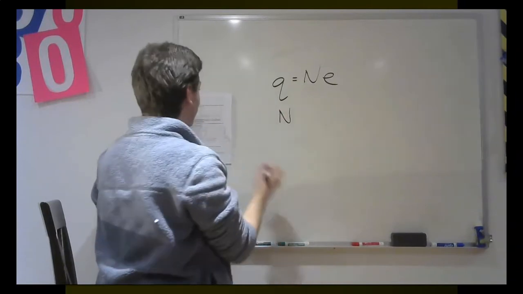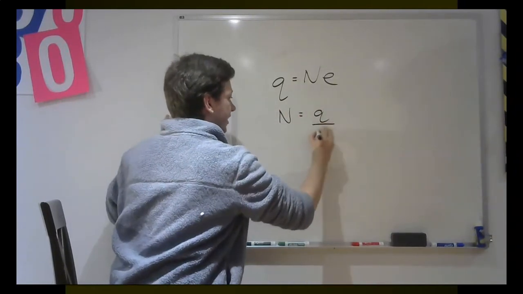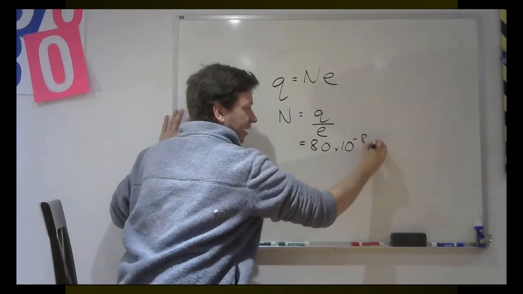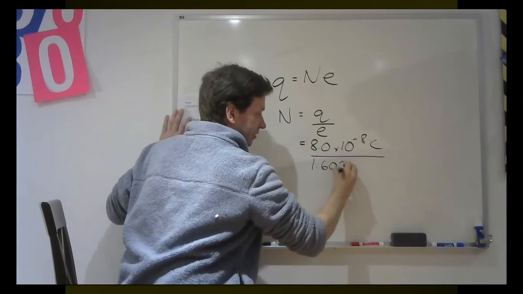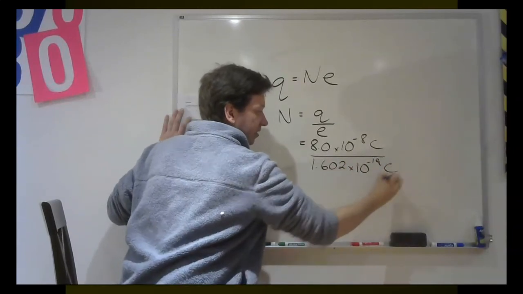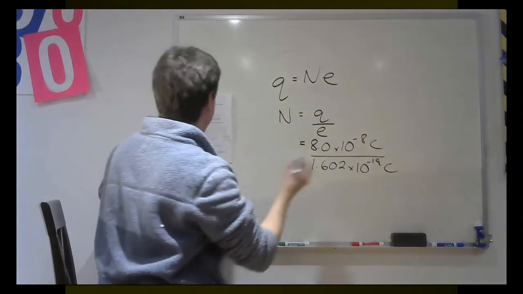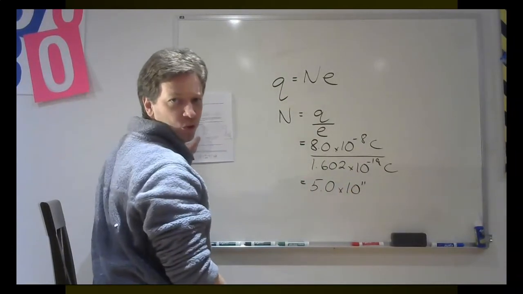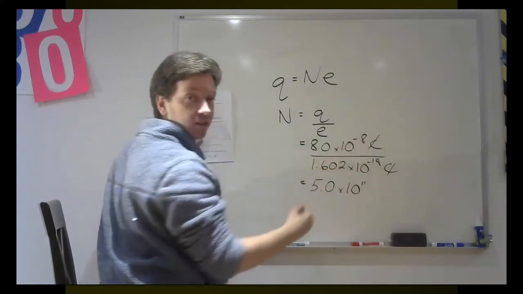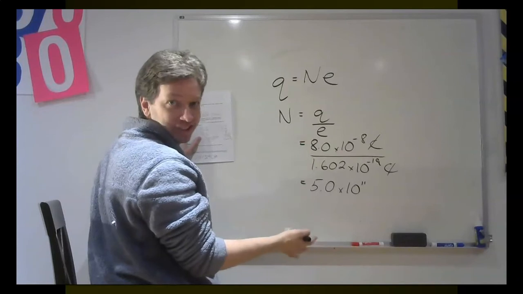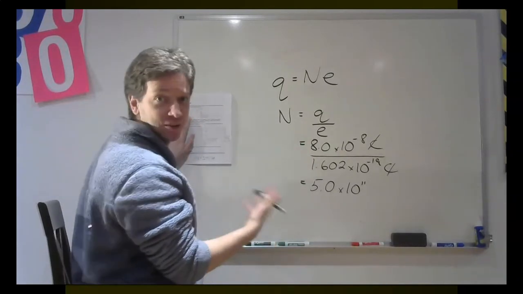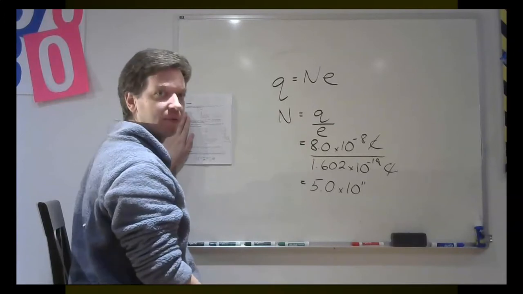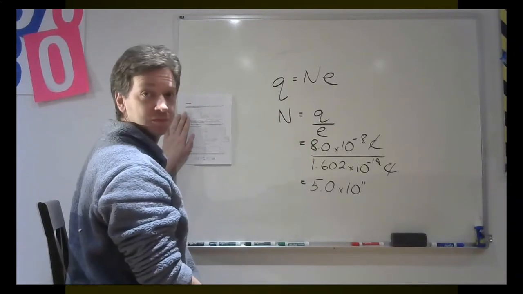Rearranging, it's N that we want to solve for, so it just equals Q over E. The charge they give us is 8.0 times 10 to the minus 8 coulombs, and the elementary charge, 1.602 times 10 to the minus 19 coulombs. Put that in your calculator and you get 5 times 10 to the 11. 11 what? No units. These units cancel. All you're doing is counting. It's like counting apples, except this is a positive charge, so we're counting the number of deficit electrons there are, because there'll be more positive charges than negative charges. Okay.